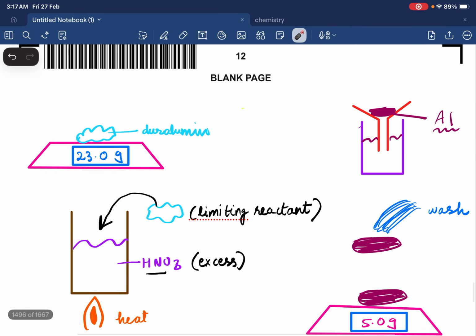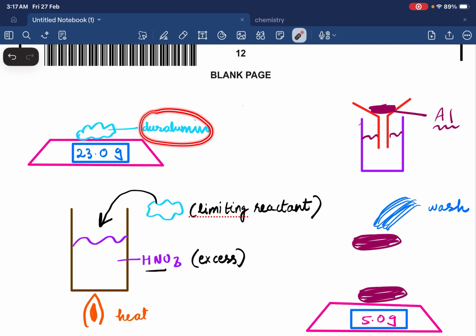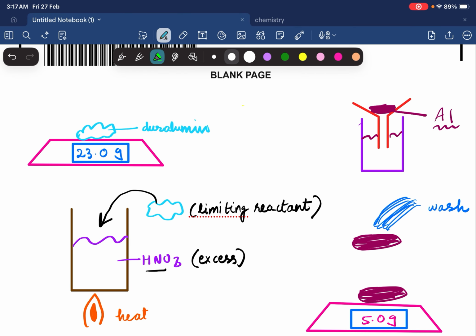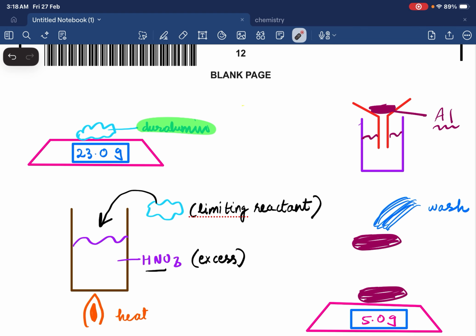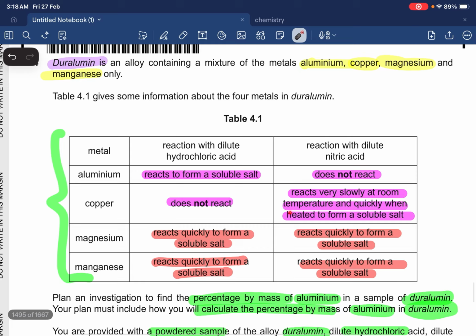So the perfect way is, first you take your duralumin. This duralumin contains everything, right? Manganese, aluminum, copper, magnesium and whatnot. We weigh its mass. After weighing its mass, we take the duralumin and put it in nitric acid. Everything is going to react except for aluminum. Then we heat it, because copper is only going to react if we heat. So we're going to heat the solution.